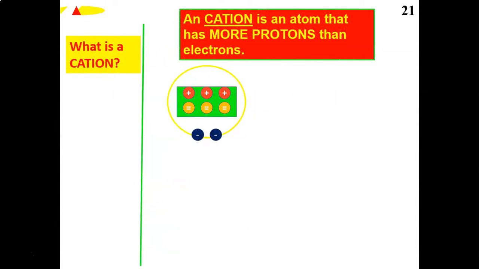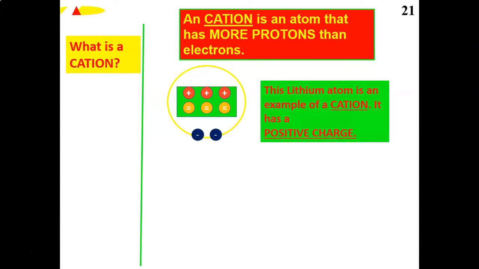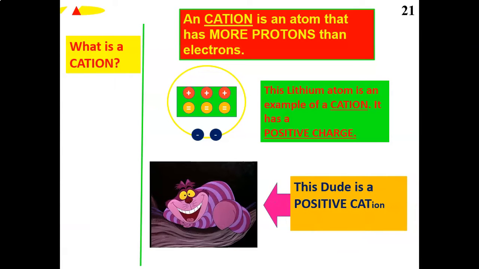So the example we saw of lithium a couple slides back, a cation is an atom that has more protons than electrons. So this lithium atom is an example of a cation. It has a positive charge because it has more pluses than minuses, so it has a net positive charge to it. So the mnemonic for that is, this dude is a positive cat. The big smiling cat is positive, so positive is the cation.